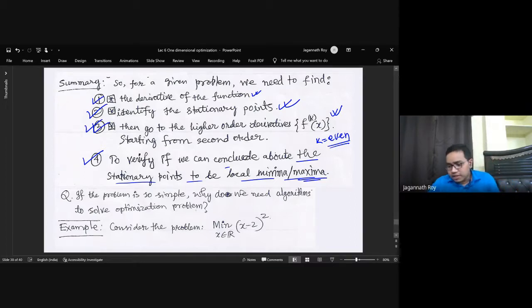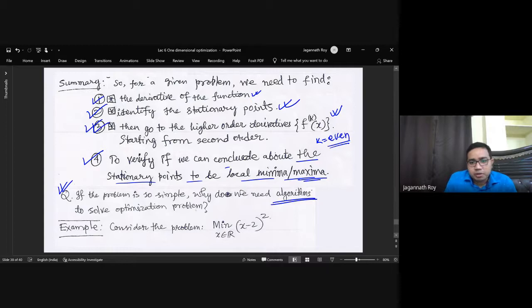Now the thing is, if this calculus can give us the solutions, then why do we need algorithms? I need another 5 to 10 minutes, so please bear with me. There is only one concept that we have left out, that is the need for algorithms.